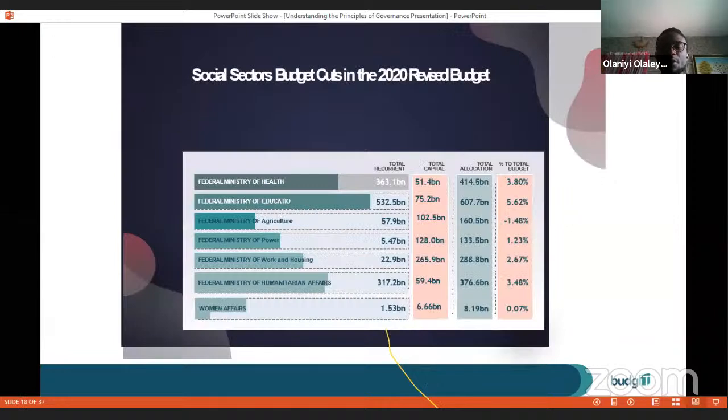So, I want to take us through the 2020 budget, which we are presently in, where Nigeria is currently spending money. There's a sector we call the social sectors. What do we mean by social sectors? Social sectors mean the sectors that are actually impacting on the socio-economic well-being of the people. If you look at these sectors, there's nobody in this meeting that will not benefit from them.